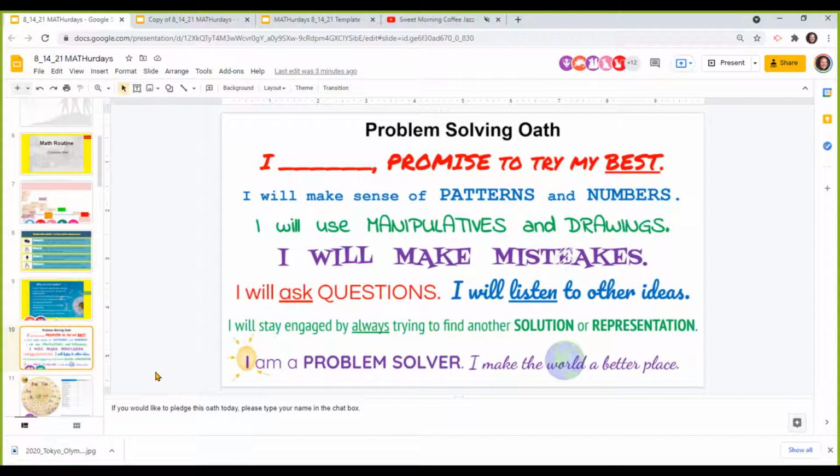I'm sharing it on slide 10, and you can read it with me. I, Teresa, promise to try my best. I will make sense of patterns and numbers. I will use manipulatives and drawings. I will make mistakes. I will ask questions. I will listen to other ideas. I will stay engaged by always trying to find another solution or representation. I am a problem solver. I make the world a better place.